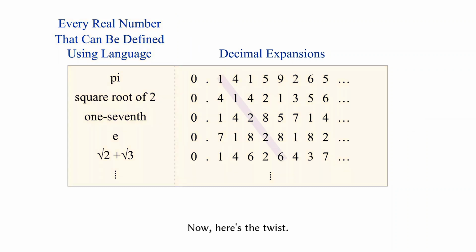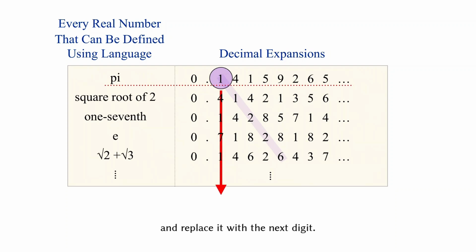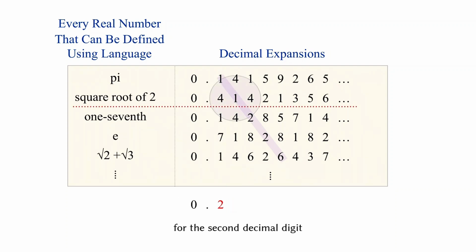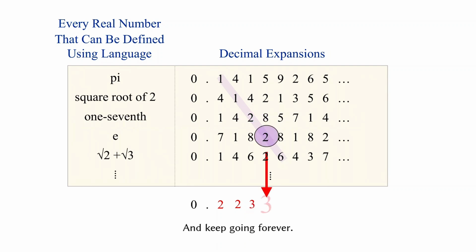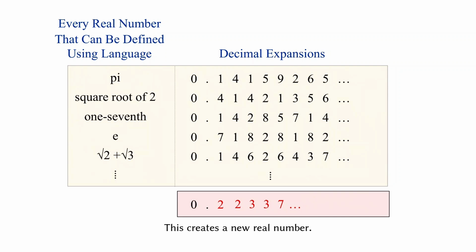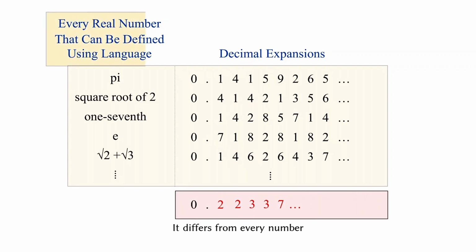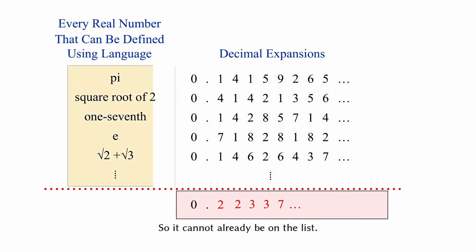Now here's the twist. Take the first decimal digit of the first number and replace it with the next digit. Do the same for the second decimal digit of the second number, then the third decimal digit of the third number. And keep going forever. This creates a new real number. It differs from the first number in the first decimal place. It differs from the second number in the second decimal place. It differs from every number on the list in at least one decimal place. So it cannot already be on the list.